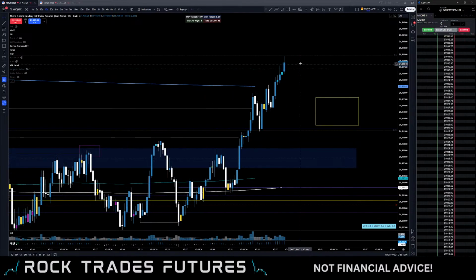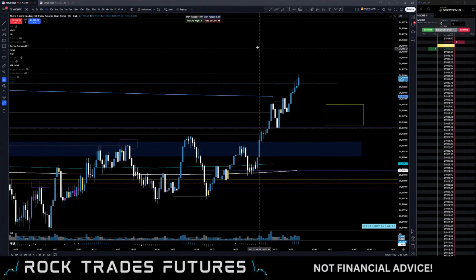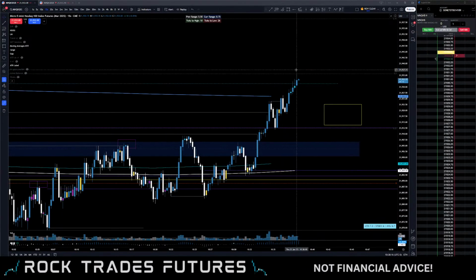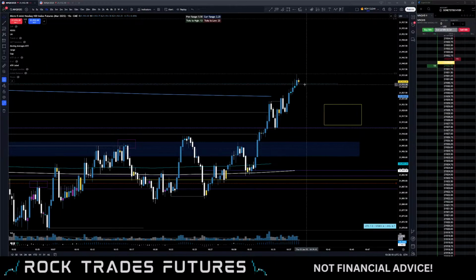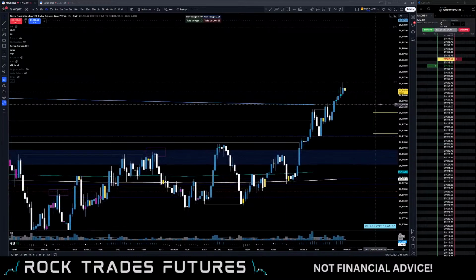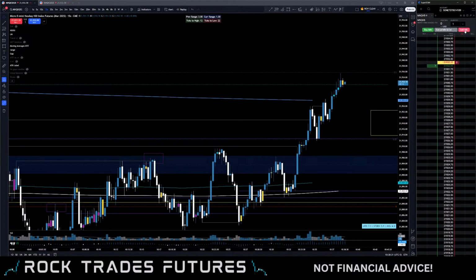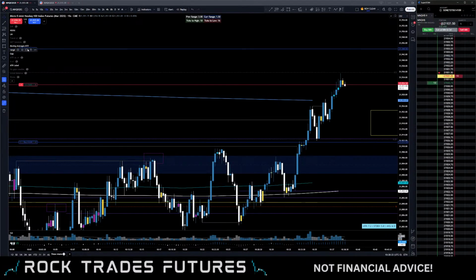Catching a falling knife here. Gonna have to be very patient and look for a very clean trigger. Long here was better. Inside down closed bar. 3 points of risk currently, so that's only $6. Order filled.